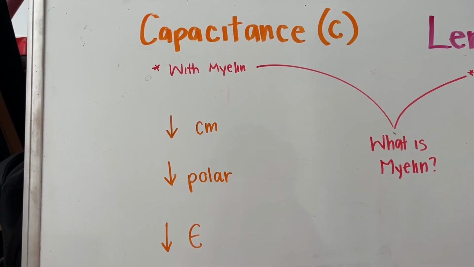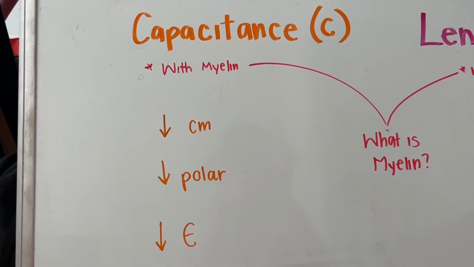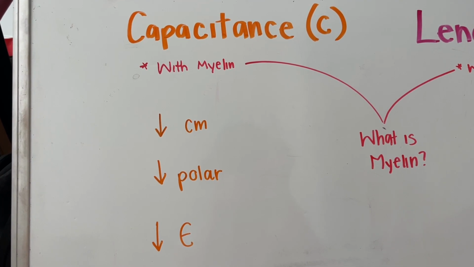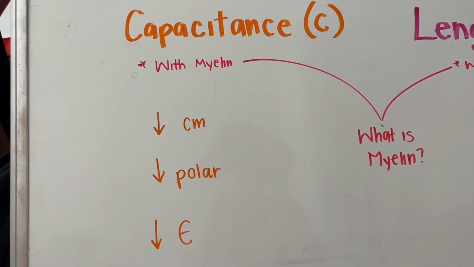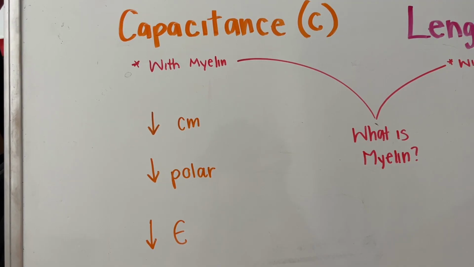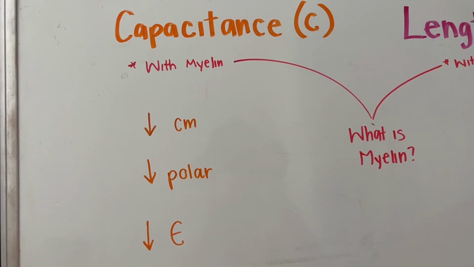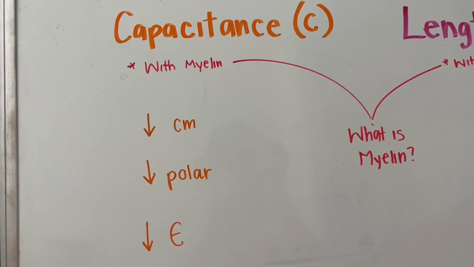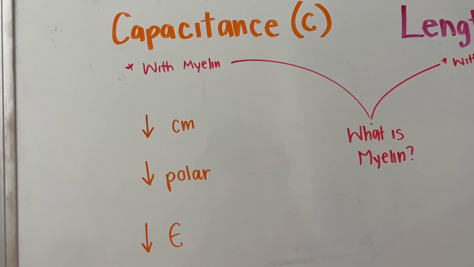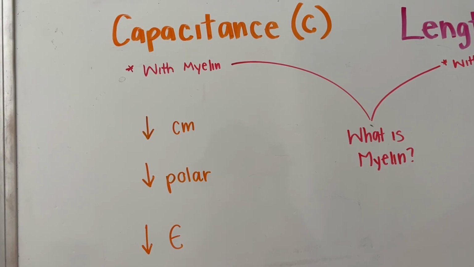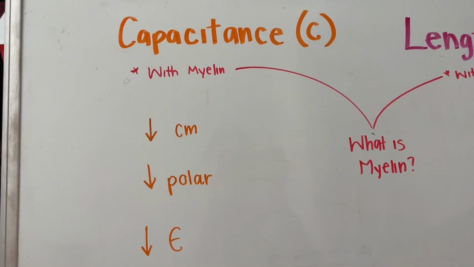This occurs because myelin increases the distance between the intracellular and extracellular charges due to the thickness of the myelin sheath. It has fewer polar molecules. It's a lipid layer, so compared to the bare membrane, it has fewer polar molecules, decreasing permittivity. A lower capacitance means that less charge needs to be moved across the membrane to produce a change in membrane potential, leading to a faster depolarization and repolarization.